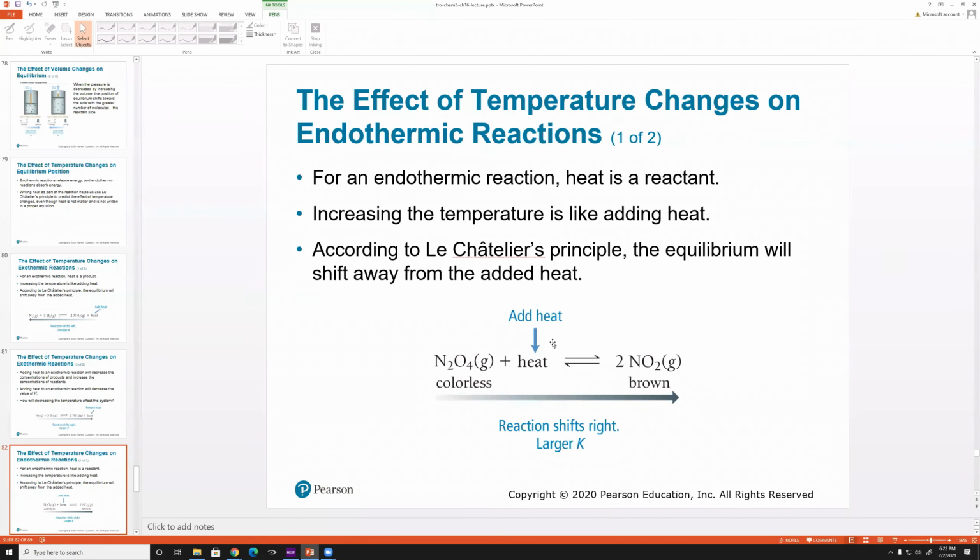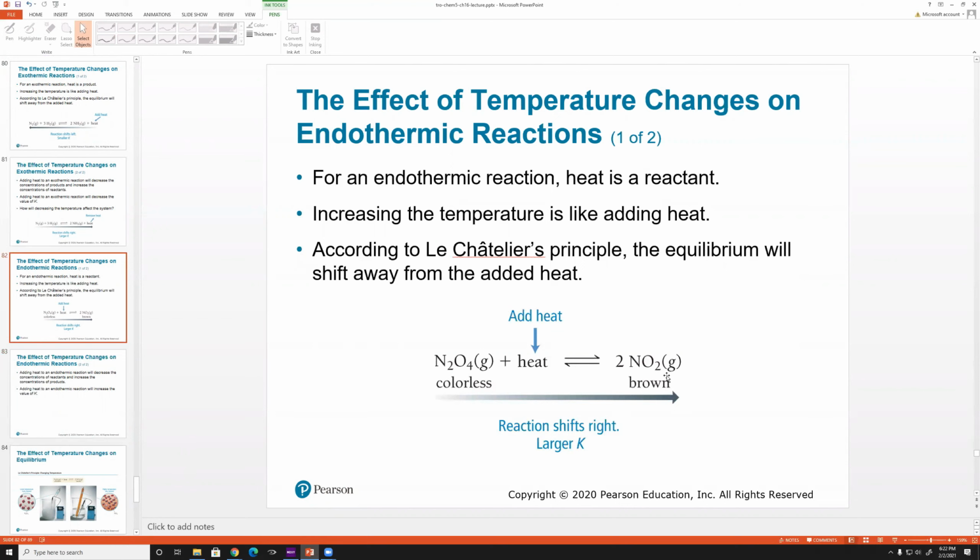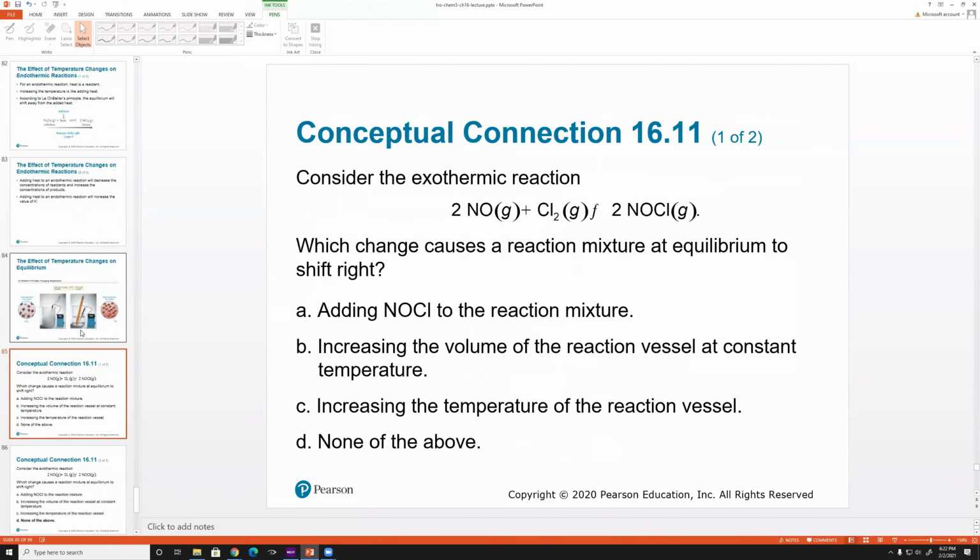If we have an endothermic reaction, this means heat is on the left side. If heat's on the left side and we add heat, the reaction will go towards the right. So it's kind of like we're balancing out this teeter-totter, same exact approach. And adding heat to an endothermic reaction will increase the value of K because it goes more towards the products, and that would increase the ratio.